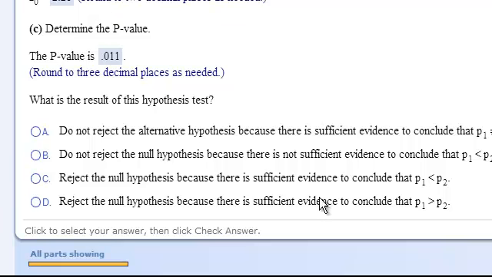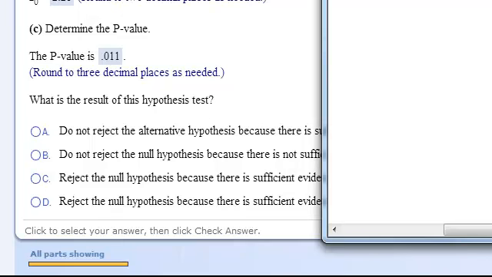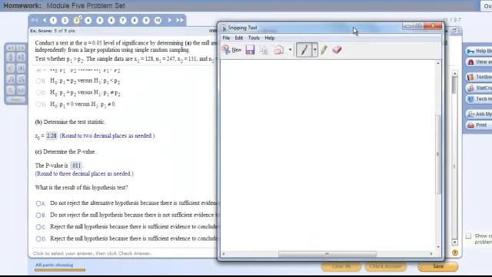Okay, I wanted to talk about this last one. What is the result of this hypothesis test? So let me try and explain what we're doing here so everyone gets a better understanding. So we have this bell-shaped curve.